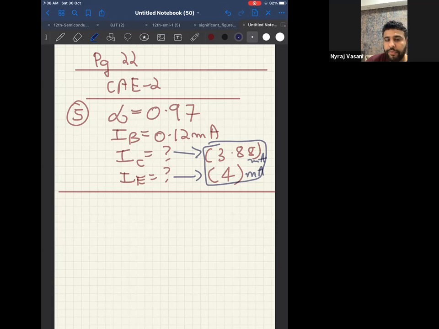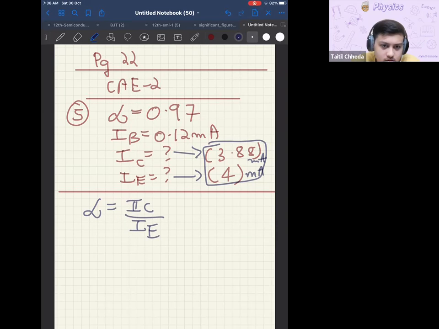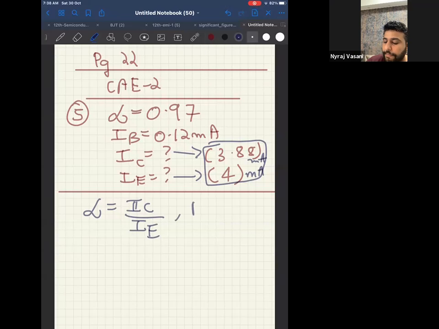Now tell me, what is alpha equal to actually? Alpha formula, what is alpha? IC by what? IE. Correct? Yes or no? Alpha is IC by IE. So tell me, alpha is given and IB is given. Now tell me, how do you proceed with this knowledge? So we got beta, right? IC upon IB, and IB value is given. Okay, so this is one approach. Beta, I can write it as IC by IB.